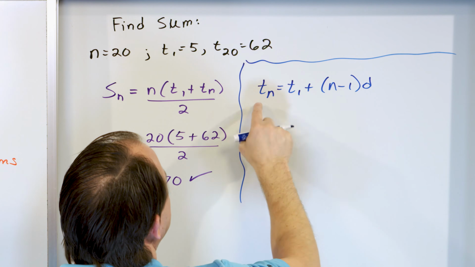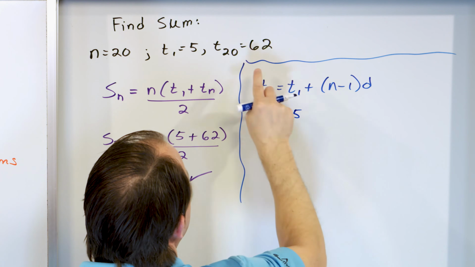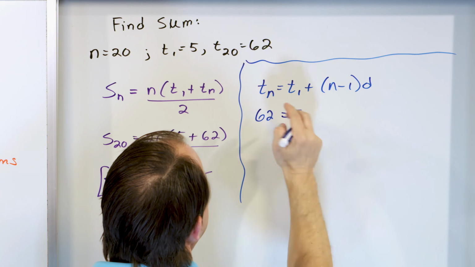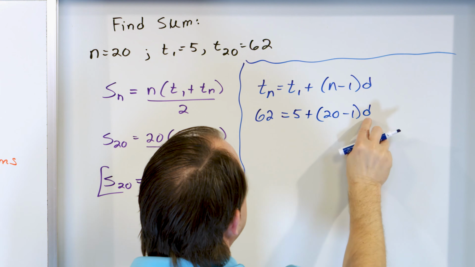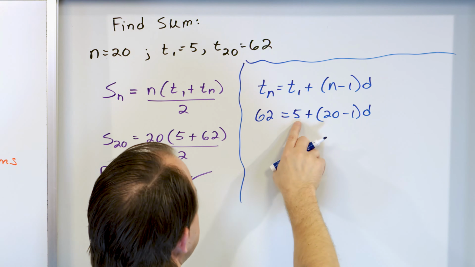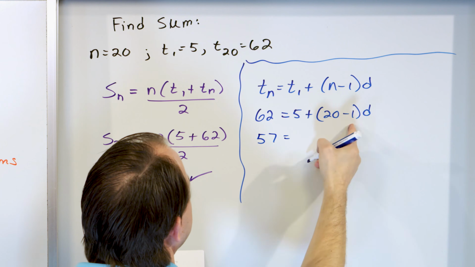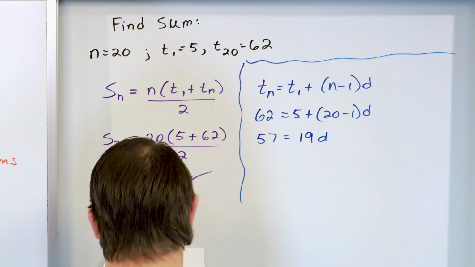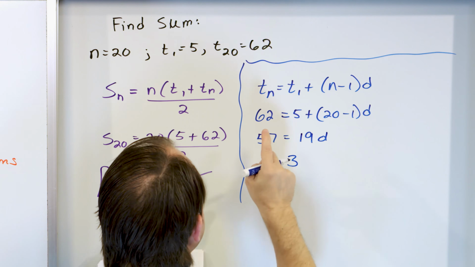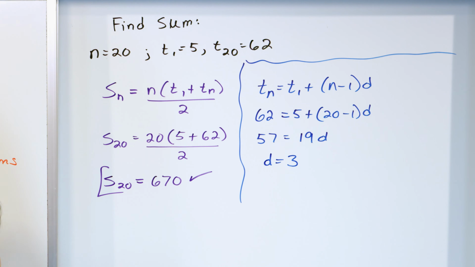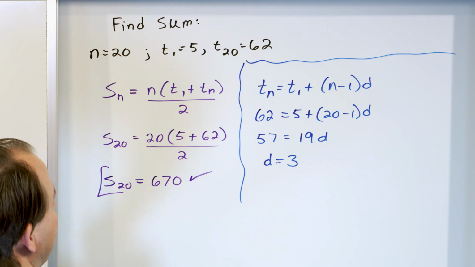So let's put the final term in to be 62. Let's put the initial term in to be 5. We know it's 20 terms away, the first and the last term, so we'll put n is equal to 20 minus 1, and then we're going to find the spacing, the common difference. If we subtract this guy, we're going to get 57 is equal to, here we have 19 times d. So when you take 57 divided by 19, you get d is equal to 3. So the only way this arithmetic series works, if you start at 5 and 20 terms later you get 62, is if you space out by 3 units.